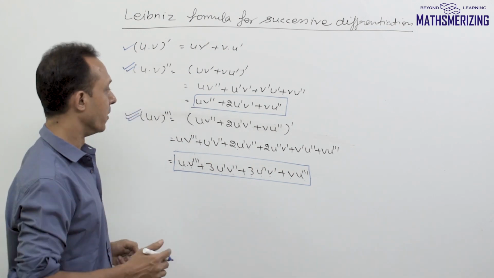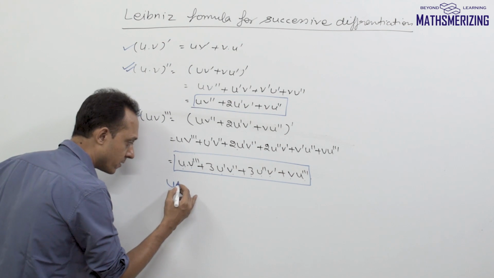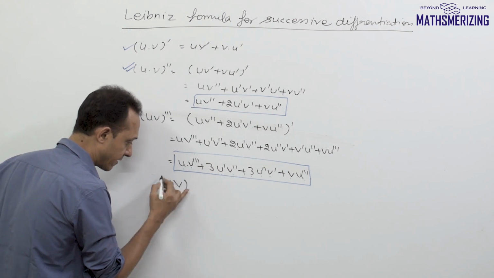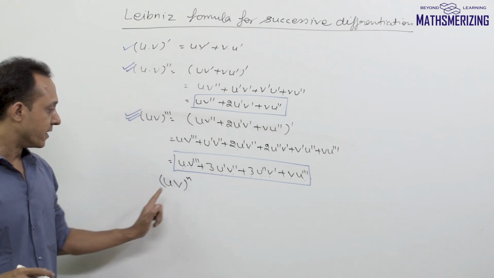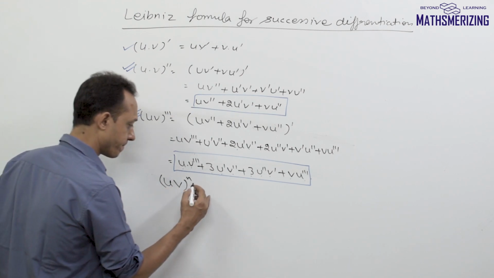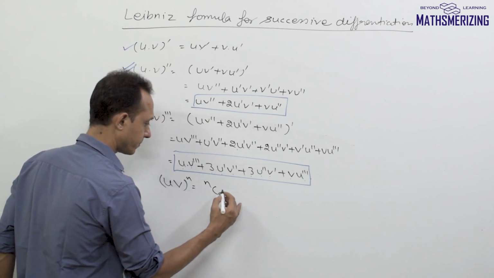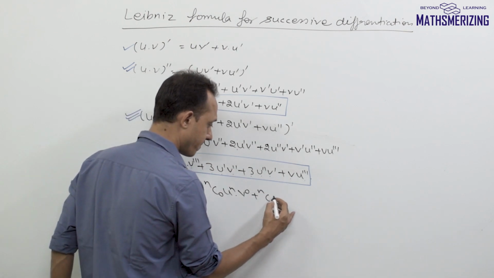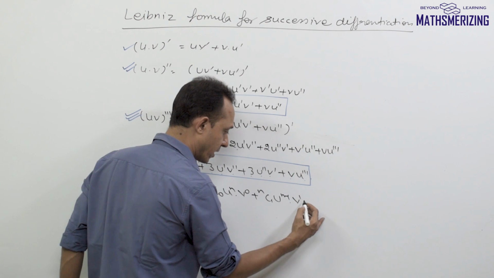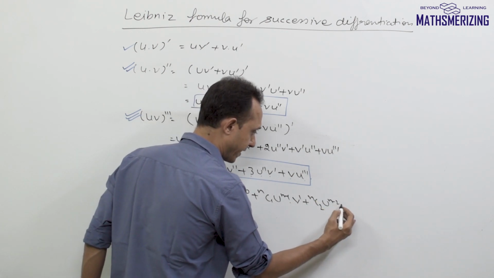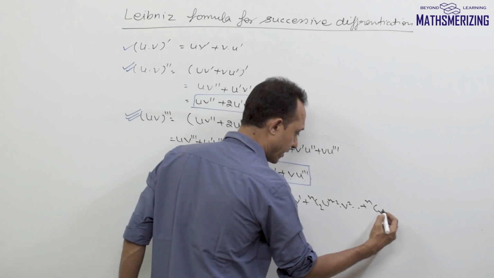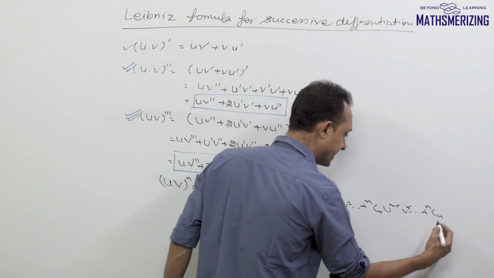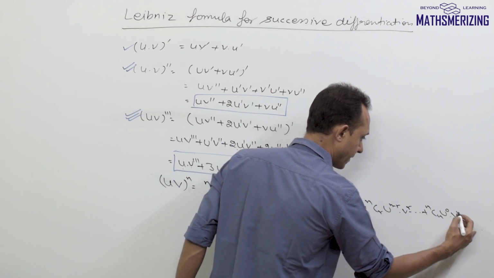So if we generalize this formula, the general form is, if I have to find the nth derivative of u v, where this notation actually means the nth derivative, then the nth derivative of u into v is nC0 u to the power n v to the power 0, nC1 u to the power n minus 1 v to the power 1, nC2 u to the power n minus 2 v square, and then nCr u to the power n minus r into v to the power r, and this series will continue up to nCn u to the power 0 and v to the power n.